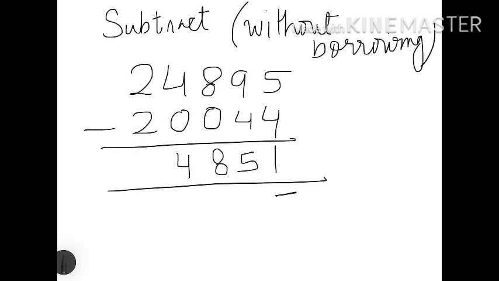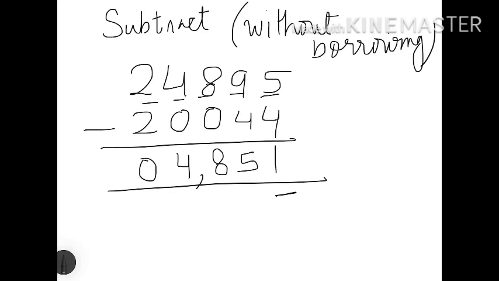And here 2 minus 2 is 0. And you can put commas according to the Indian number system and you can read the number. The answer is 4,851. This is your answer.